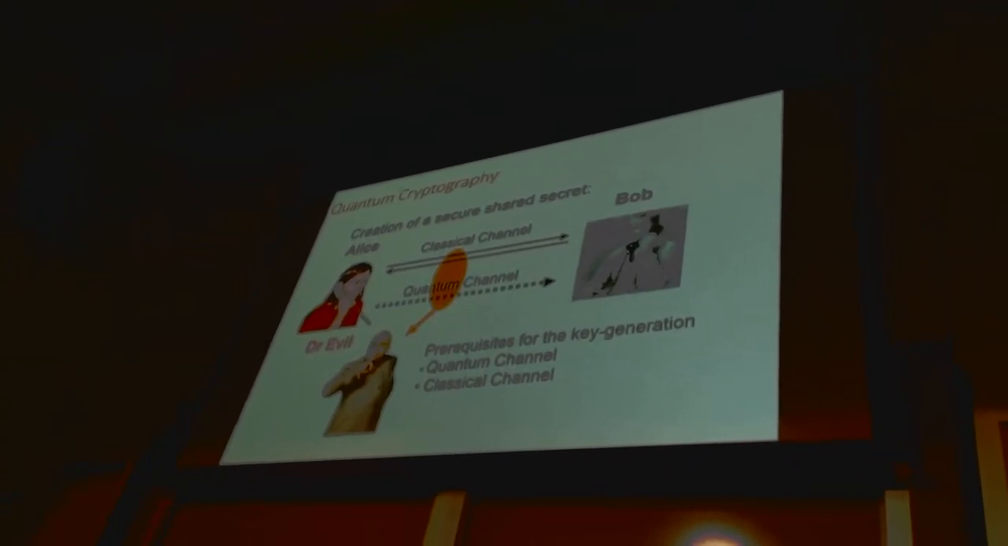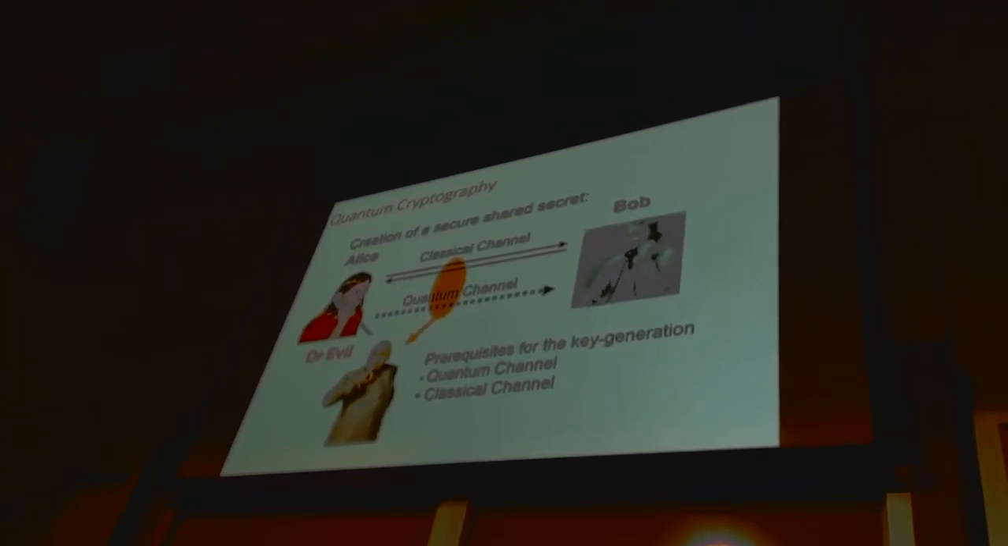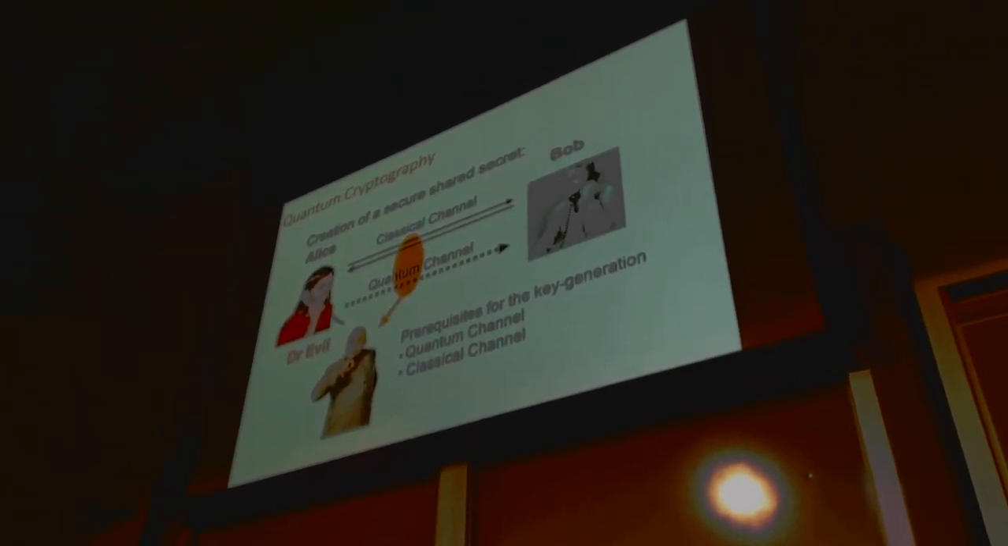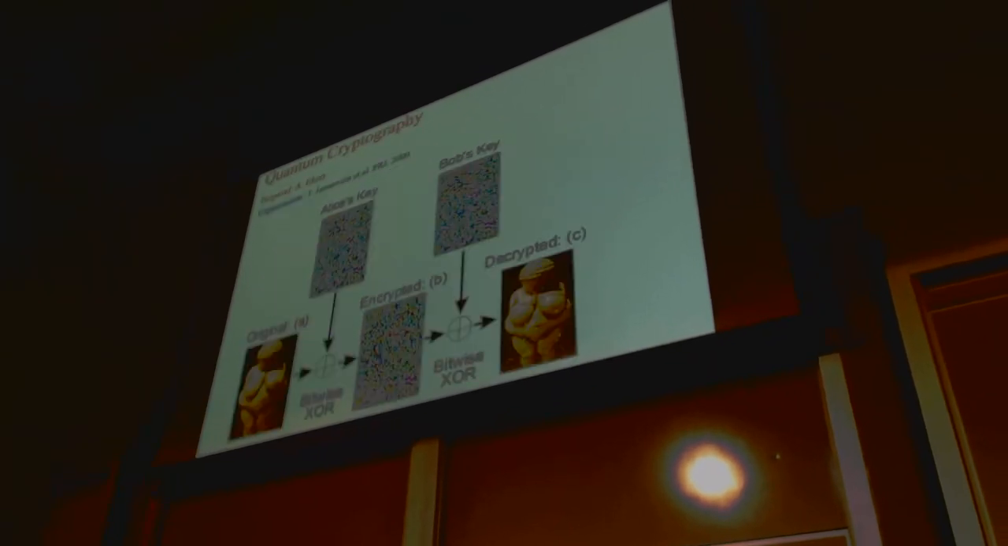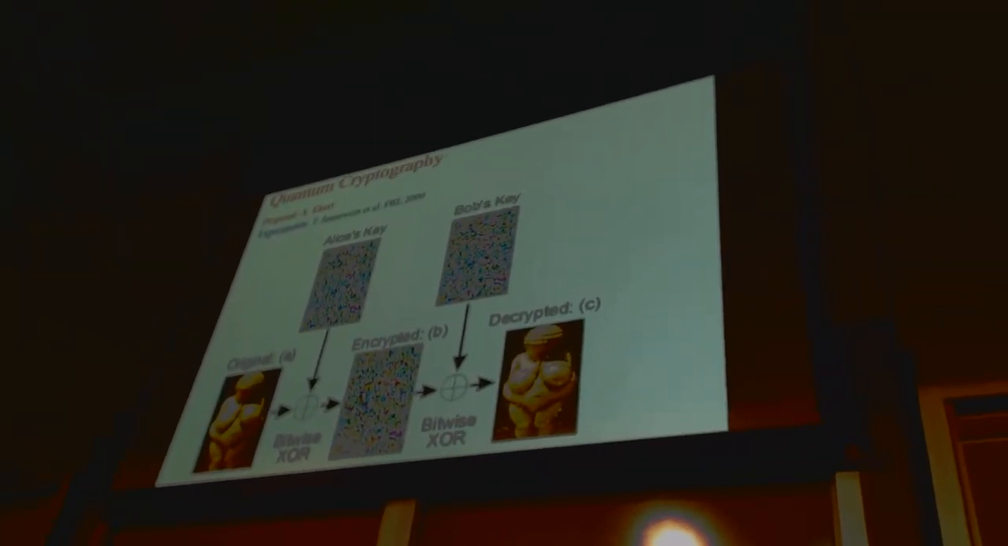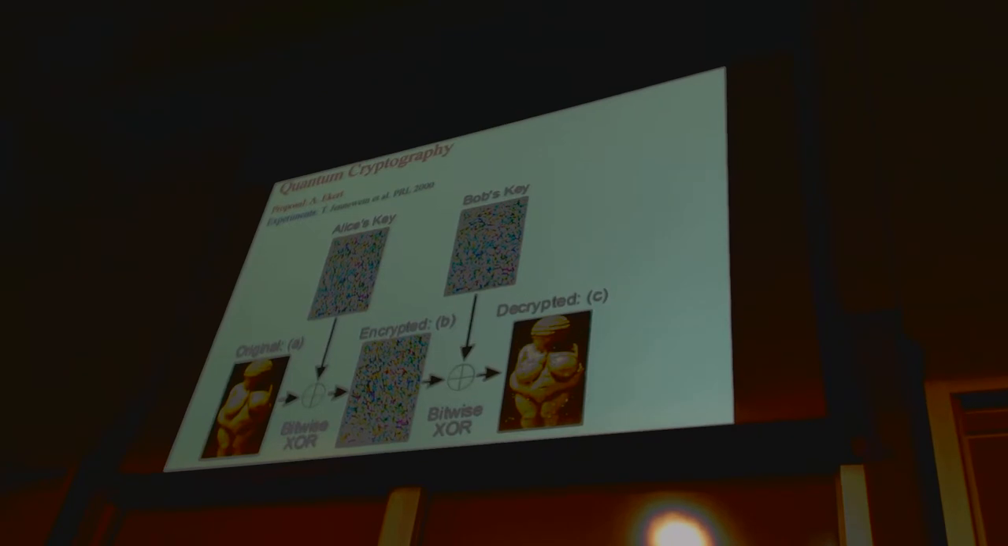A eavesdropper listening in on the communication has no chance whatsoever to find out what information they exchanged. All he can do is interrupt the possibility that they can talk to each other. The technique here was the first experiment which we did a long time ago, which I just showed to you because of this funny side effect.